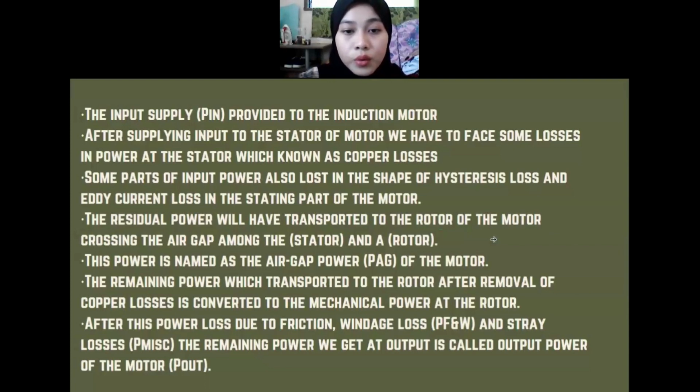The remaining power transported to the rotor, after removal of copper losses, is converted to mechanical power at the rotor. After this, power is lost due to friction, windage loss and stray losses. The remaining power we get at the output is called the output power of the motor.